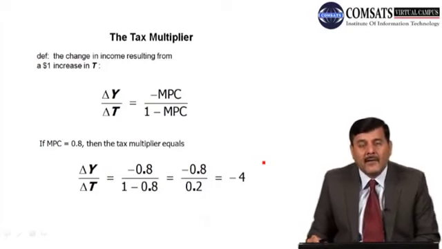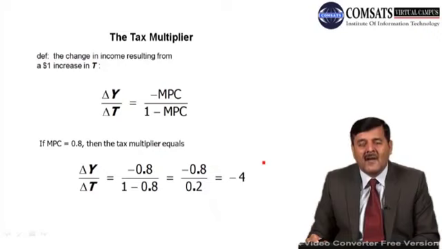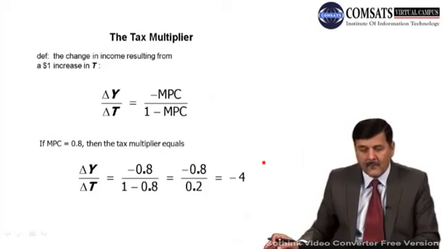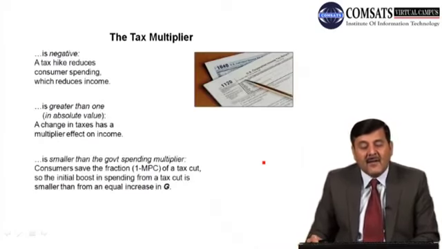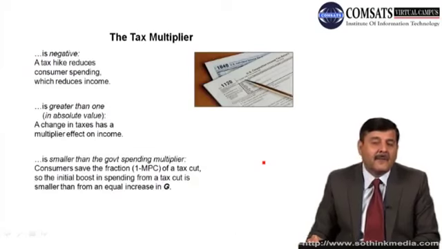So we have a negative sign with the tax multiplier. If there is a $1 increase in taxes, there will be a $4 decrease in income, right? The income will go down, and if you take the absolute value, it is 4 times decrease in income than the change due to change in taxes. Now the tax multiplier is negative. A tax hike reduces consumer spending, which reduces income.